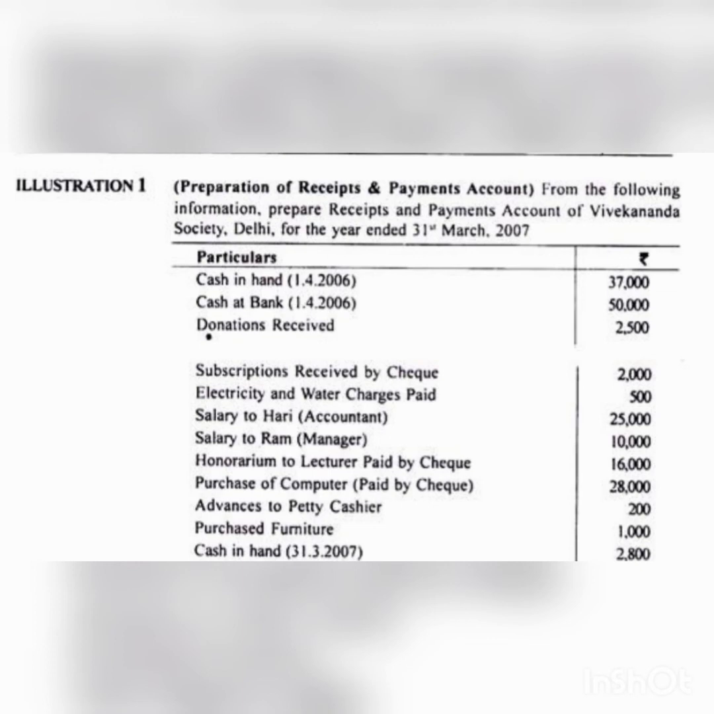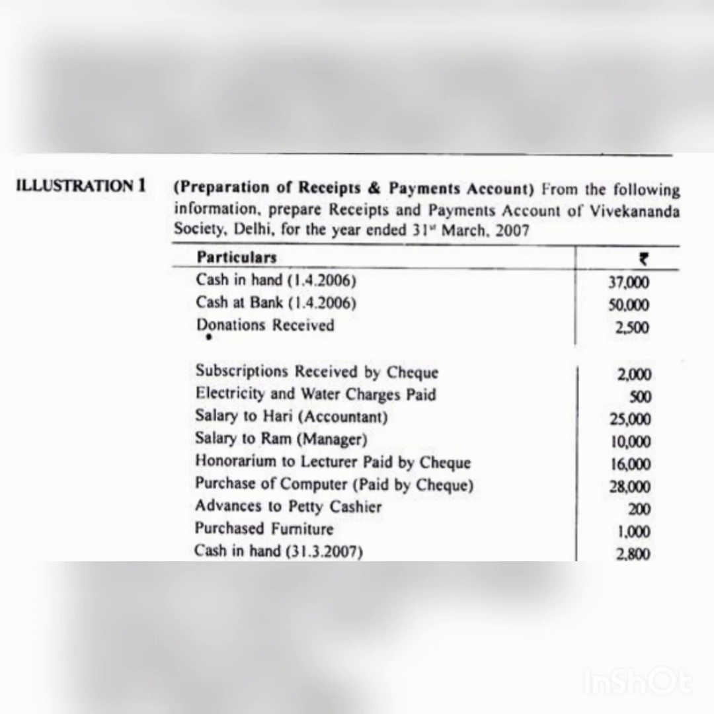The next item is honorarium to lecturer paid by check. Honorarium to lecturer paid by check is an example of payments. Honorarium paid is a payment of the non-profit organization. So enter that amount, that is 16,000, on the credit side. Next item is purchase of computer with rupees 28,000. Purchase of computer is an expense or payment of the organization. So record that transaction on the credit side.